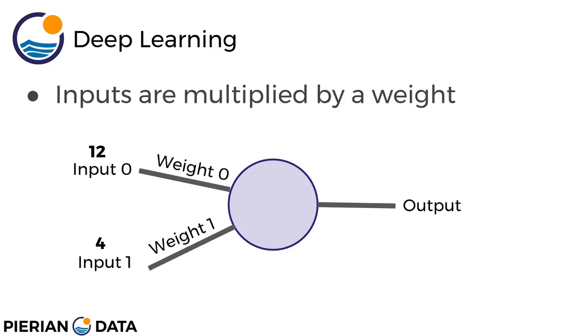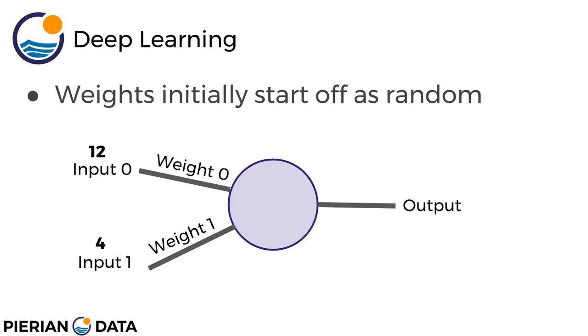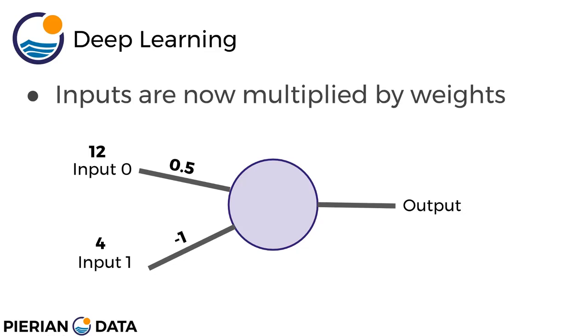Then the next step is to have these inputs multiplied by some sort of weight. We have weight 0 for input 0 and weight 1 for input 1. Typically the weights are initialized through some sort of random generation, so you just choose a random number for these weights. In this case, we'll pretend that the random numbers chosen were 0.5 and -1. Again, the numbers here are pretty much arbitrary. Really focus on the general process. Now these inputs are multiplied by the weights, so that ends up looking like this: 12 times 0.5, or 1/2, equals 6, and 4 times -1 is equal to -4.